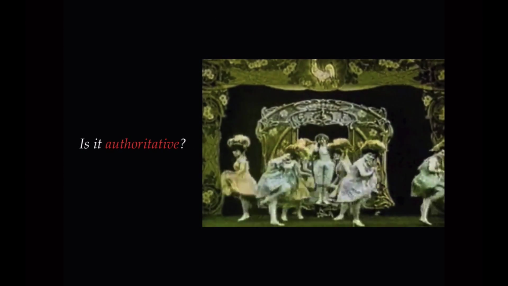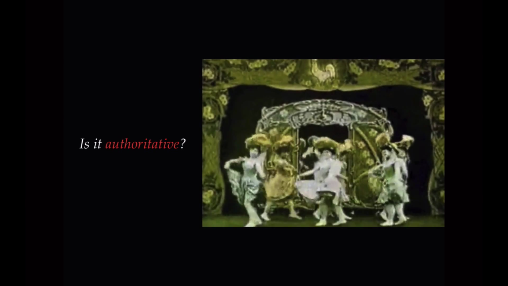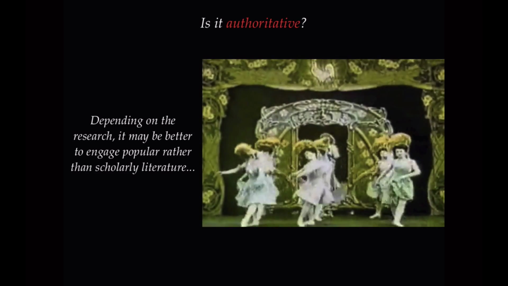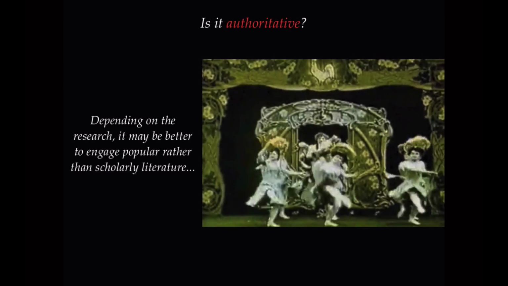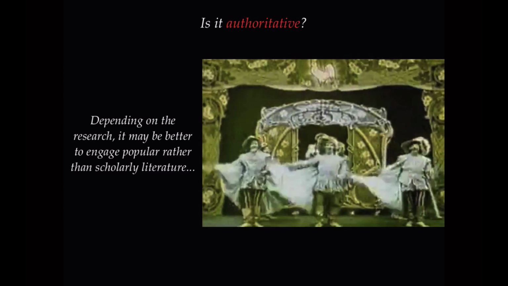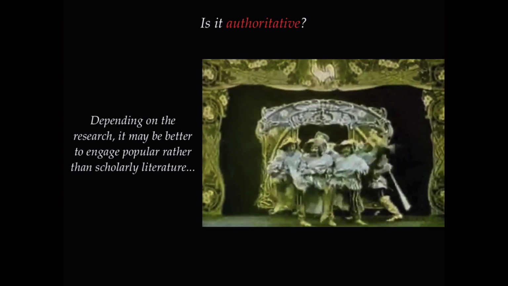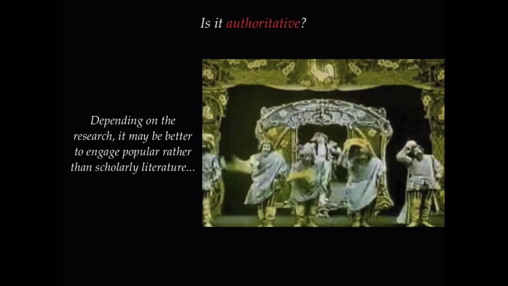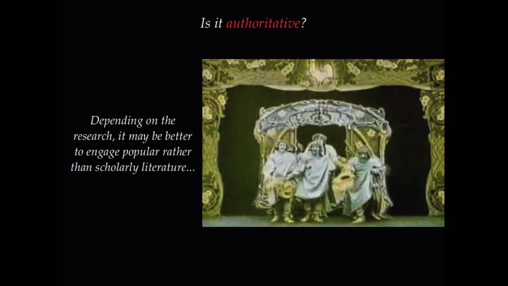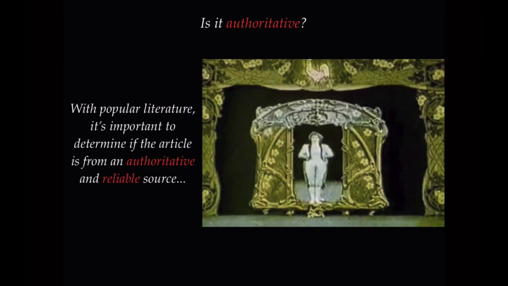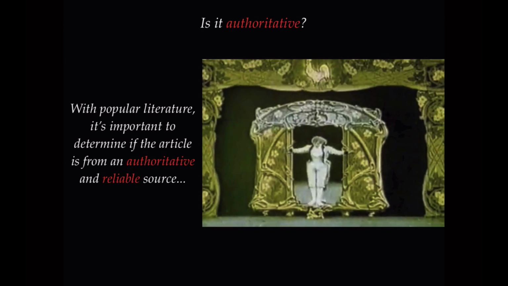Depending on the type of research, you may need to engage popular rather than scholarly literature, and this is especially true when the topic of your research is current or recent events. Scholarly articles take time to research and to write, review, and publish. Popular literature is often published very quickly and is able to respond to recent news and events almost immediately. When engaging popular literature, it's important to determine whether or not the article is authoritative and reliable.